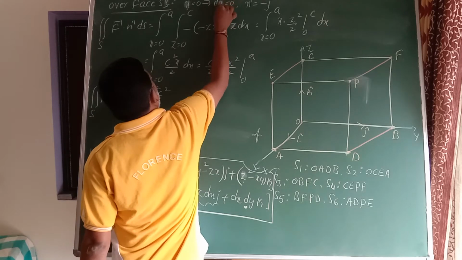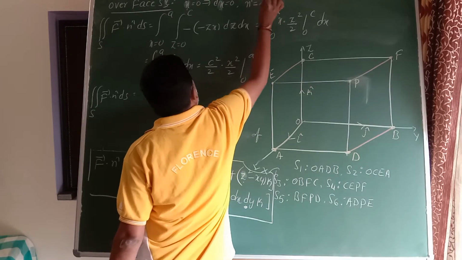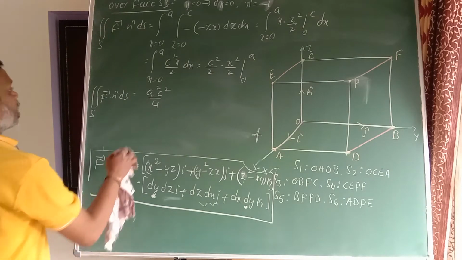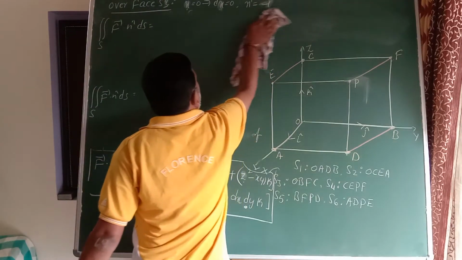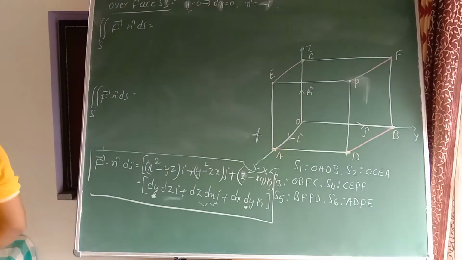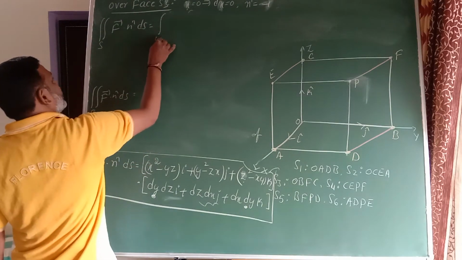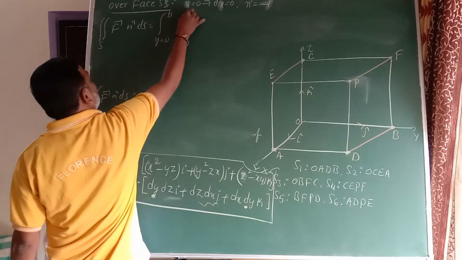Then what happens here? dx is equal to 0. N cap is equal to what? Minus i cap. I think you are understanding this. Now have a look at this, observe the figure. This is x equal to 0. The only remaining thing is y varies from 0 to b, and z varies from 0 to c.